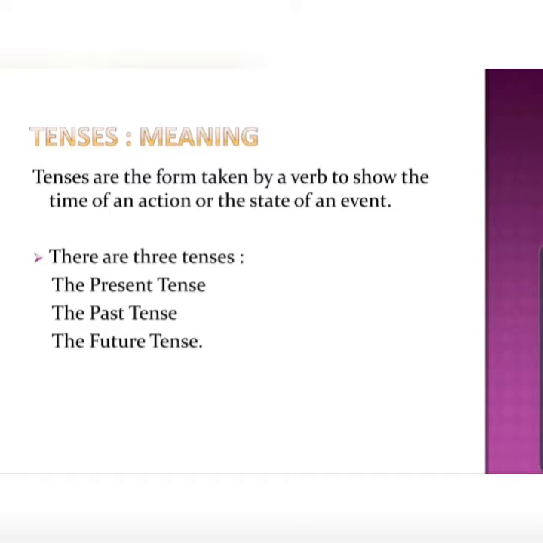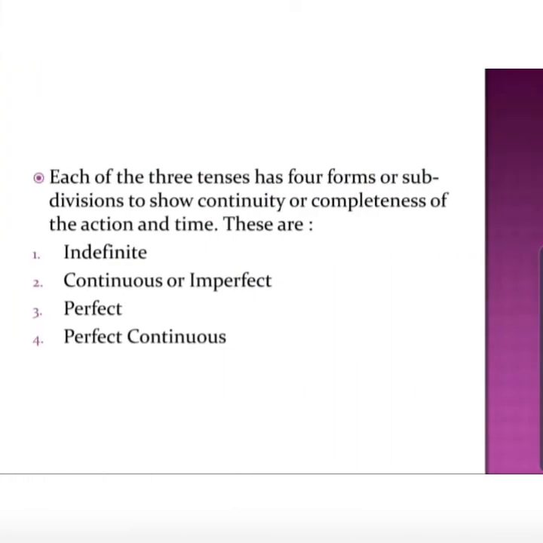Now each of these three tenses can again be further divided, okay, into four forms. That is the indefinite, continuous or imperfect, perfect and perfect continuous. So these forms actually show the continuity or the completeness of the action and time. Whether the action is simply done as a routine matter, whether it is continuing, whether it is completed, or whether it was started in the past and it's still in continuation, something like that.